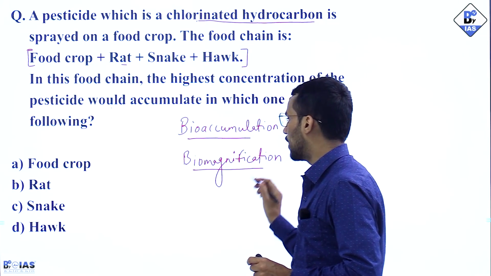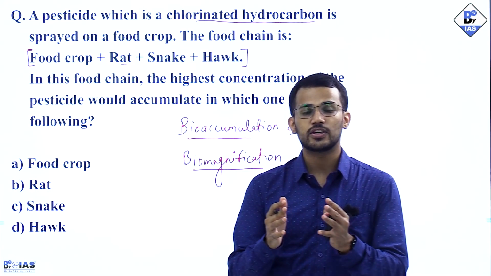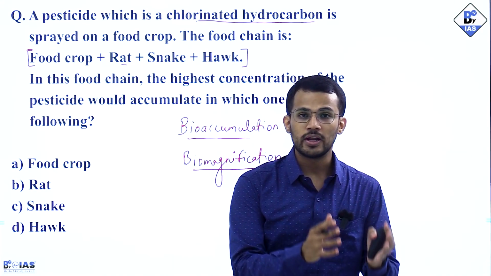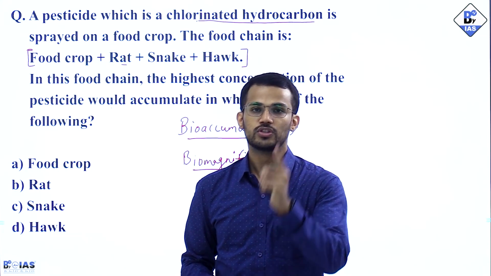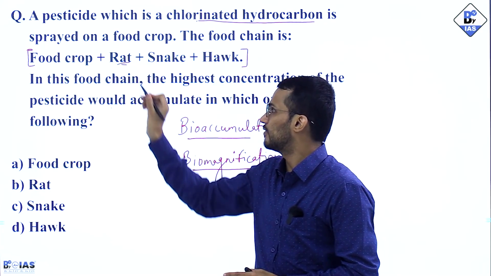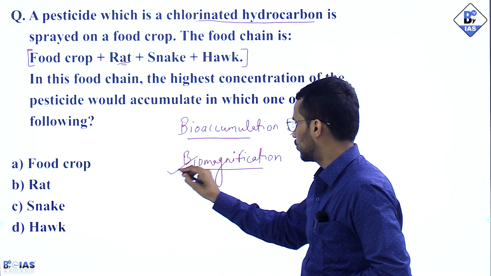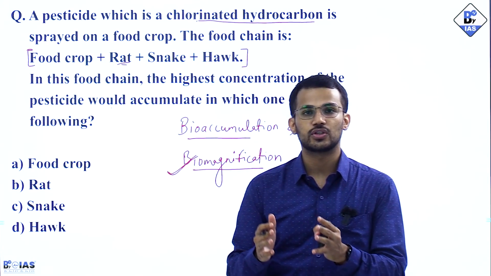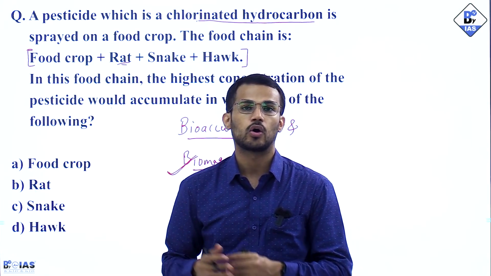Second concept is biomagnification. Biomagnification is increase in the concentration of pollutant as they are transferred from one particular organism to other organism in a food chain. And this question has given us a food chain, and that's why this question is related to biomagnification, right? Increase in the concentration of a pollutant as it is transferred from one organism to another organism in a particular food chain.